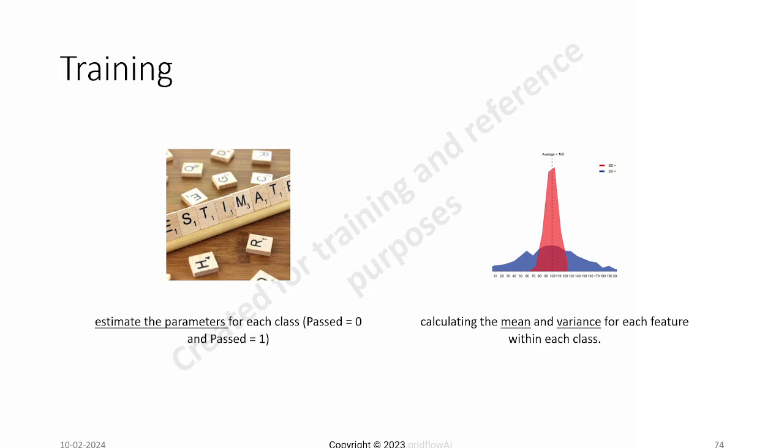For each of the classes, it is going to estimate from the data the necessary parameters. Those parameters are simply the mean and standard deviation of each of the columns within each of the classes. This is the underlying metric that is used by Gaussian Naive Bayes in its working.